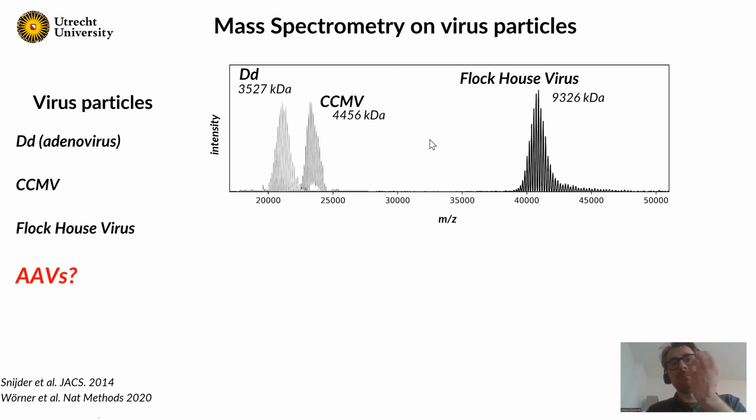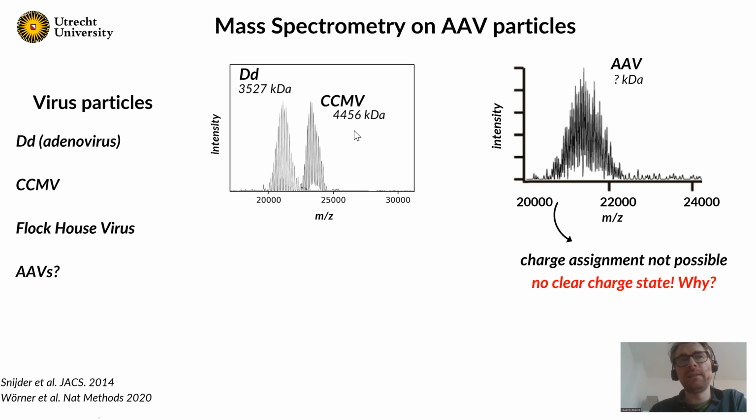Okay, so of course the question next is, can we also measure AAVs? Well, yes, also that works quite nicely. The AAVs, we could spray them in the mass spectrometer and nicely guide them to the Orbitrap and measure there the different particles. However, if you look at the spectra itself, it's quite messy. You do not see nicely these clear charge states as we saw earlier for the other virus particles. It's like a complex mixture of peaks, and it's quite a messy signal.